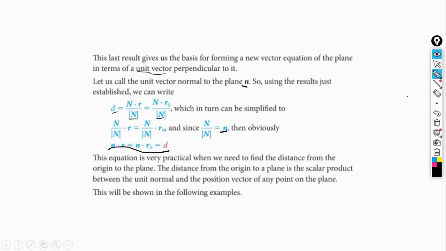Now this equation is very practical when we need to find the distance from the origin to the plane. The distance from the origin to a plane is the scalar product between the unit normal and the position vector of any point on the plane. We will be showing this in following examples.